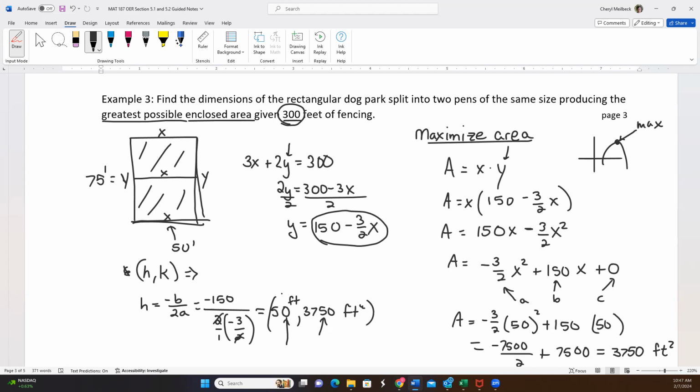Again, the way we could find that is substituting it into this equation, or substituting it into this equation with 3,750 in for A, and x is 50 times y. So if you divided that, you would get 75. So our dimensions are 50 feet by 75 feet.